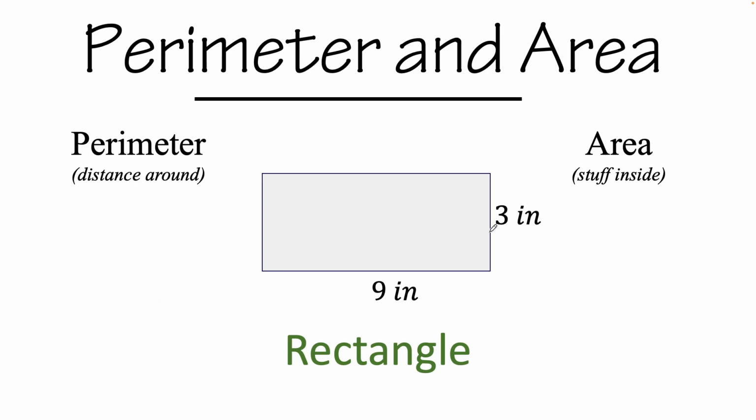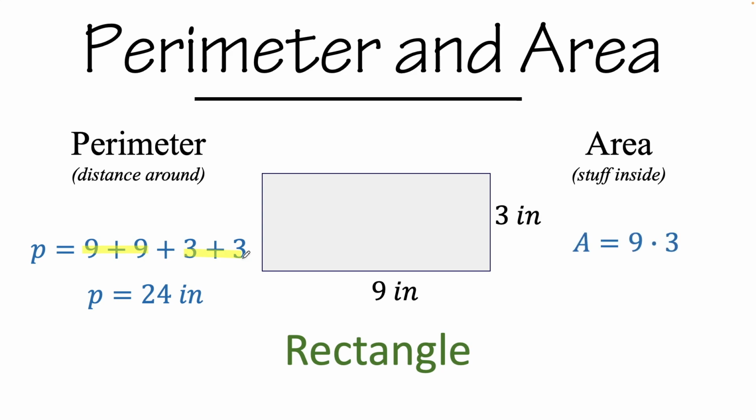So we're going to practice this with this one. We've got 3 is the width, 9 is the length. So 2 lengths plus 2 widths is 24 inches. And then the area, 9 times 3, 27 inches squared.